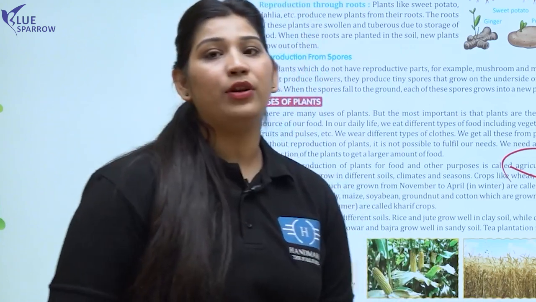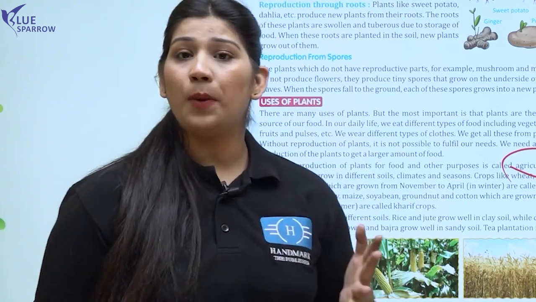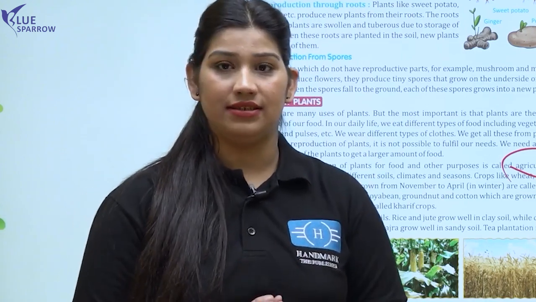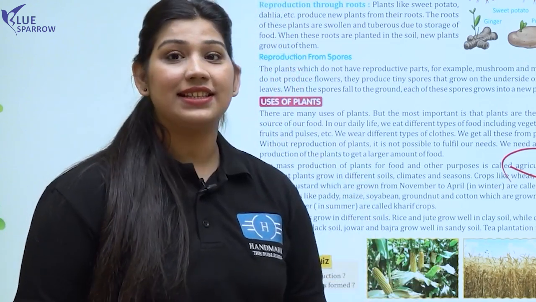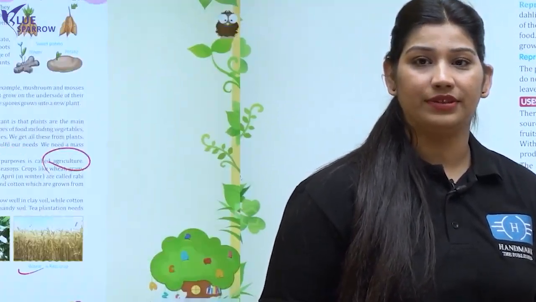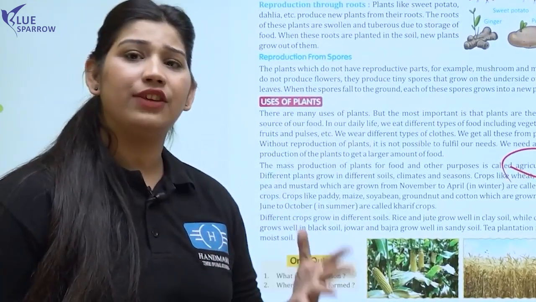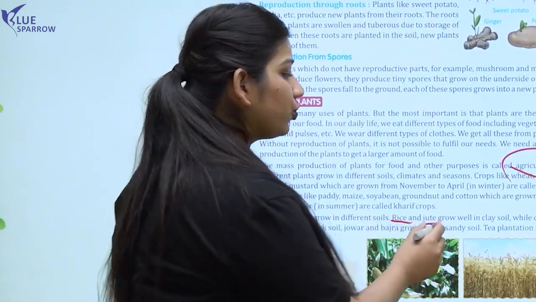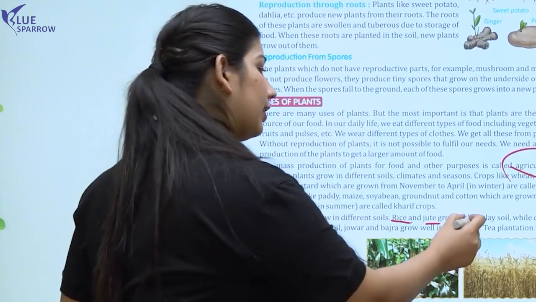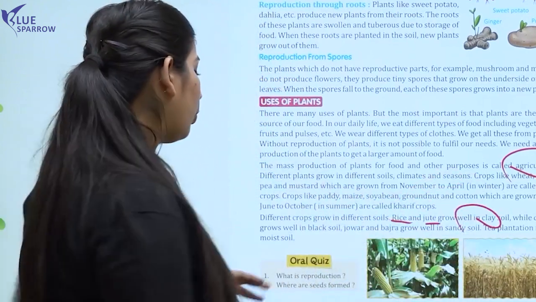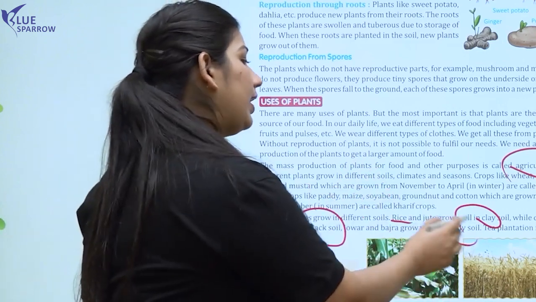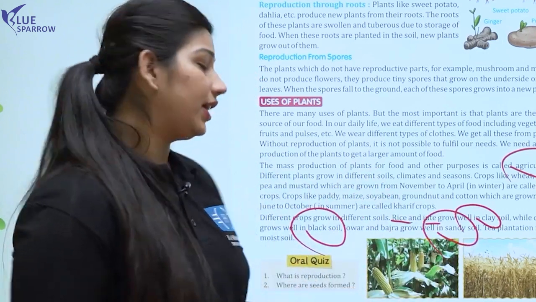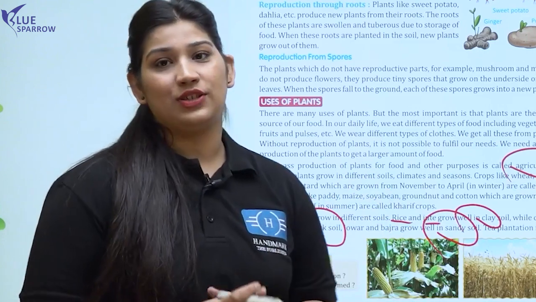Wheat is an example of a rabi crop. Crops which are grown in summer season are called kharif crops. Maize is an example of a kharif crop. Different crops grow in different soils. Rice and jute grow well in clay soil, while cotton grows well in black soil. Jowar and bajra grow well in sandy soil. Tea plantation needs moist soil.